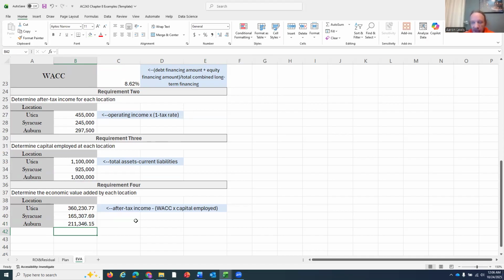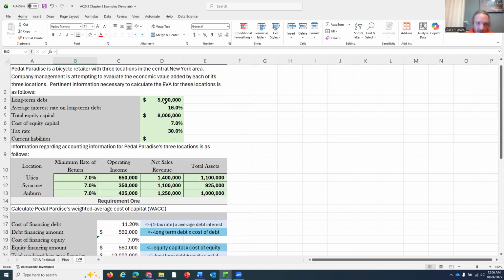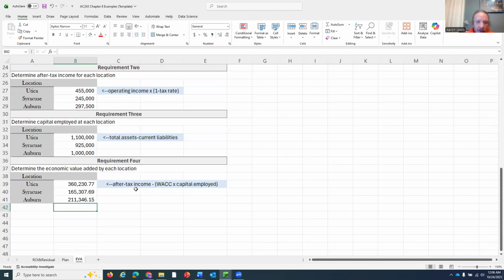What is the purpose of economic value added? Well, what it means is that net of taxes on our profitability and net of the cost that we are paying to finance all of the assets that we're using because we purchase them with either debt or equity, Utica is generating about $360,000 more after-tax income than the financing cost it has to pay for the assets that they're using there. Syracuse is at $165,000 of excess, and Auburn's at $211,000 of excess.